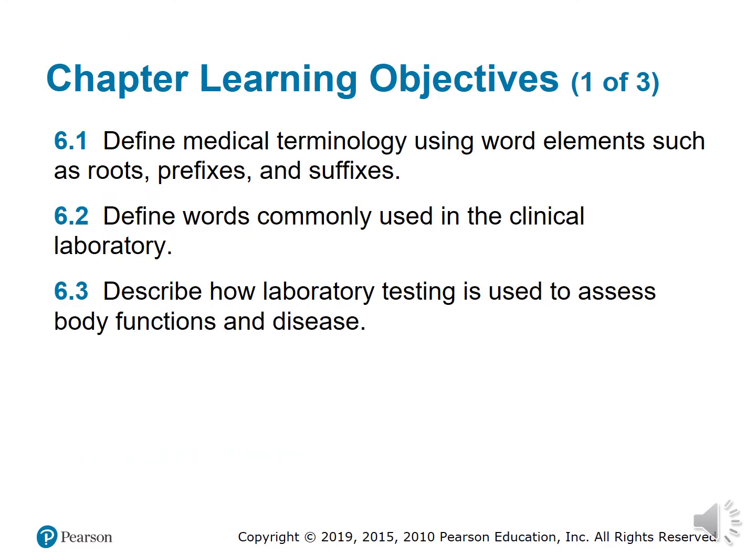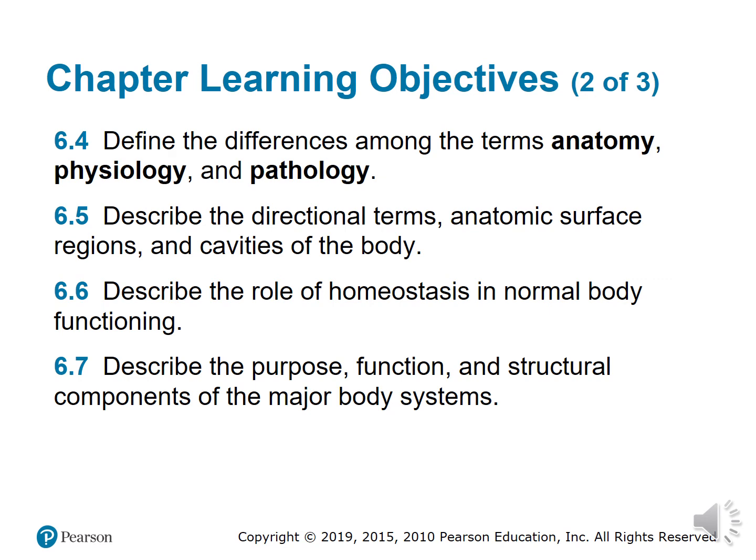After completion of this chapter, you'll be able to define medical terminology using word elements such as roots, prefixes, and suffixes. Define words commonly used in the clinical laboratory. Describe how laboratory testing is used to assess body functions and diseases. Define the difference among the terms anatomy, physiology, and pathology. Describe the directional terms, anatomic surface regions, and cavities of the body.